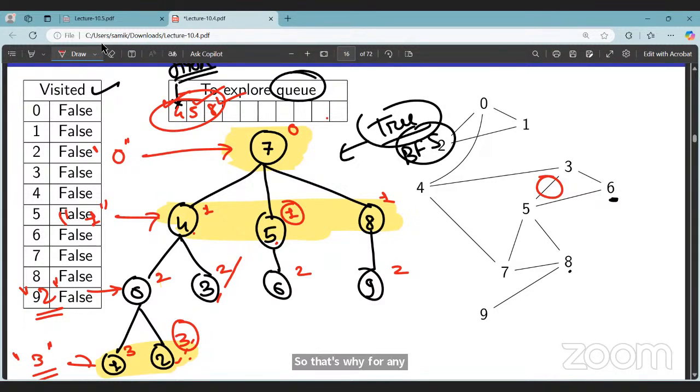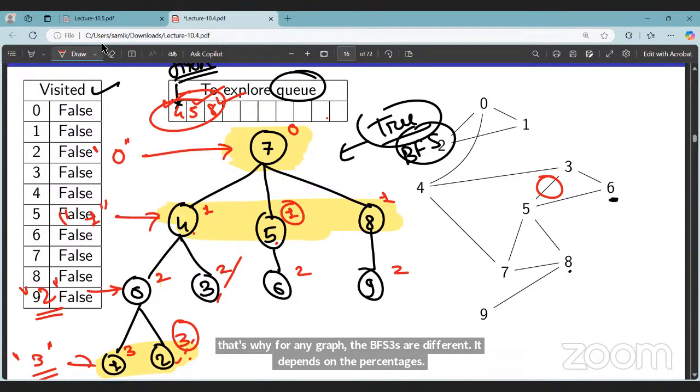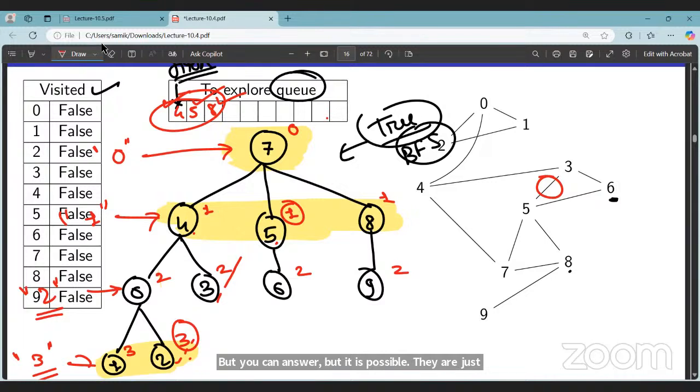But they are just asking you about a possibility, whether it is possible or not. So obviously such a thing can be possible. You can answer this by just taking an example. So just draw. Okay. So what you can do?